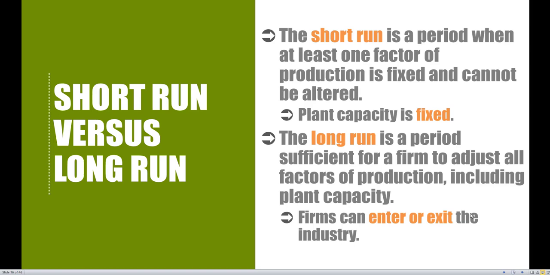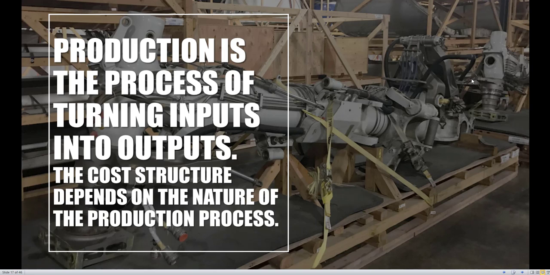And we want to go ahead and take a look at production in the short run first. So here, plant capacity is going to be fixed. Remember that production is the process of turning inputs into outputs, and the cost structure does depend on the nature of the production process. So if we're taking a look at the car manufacturing business versus, say, a boat manufacturing business or a house or building making business, the cost is all going to differ and essentially changes a few of the components of our problem. But here we just want to talk about production in general.